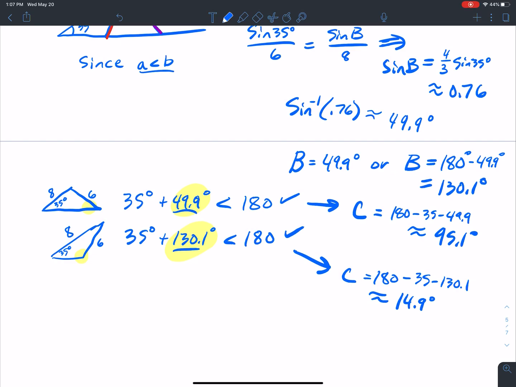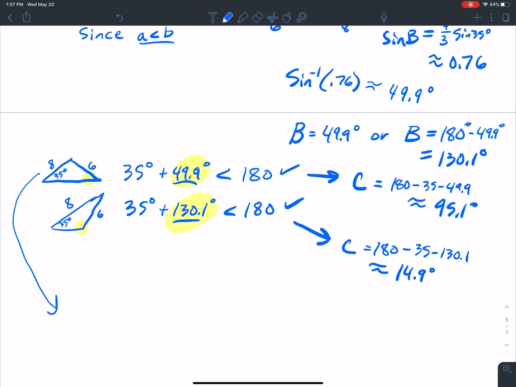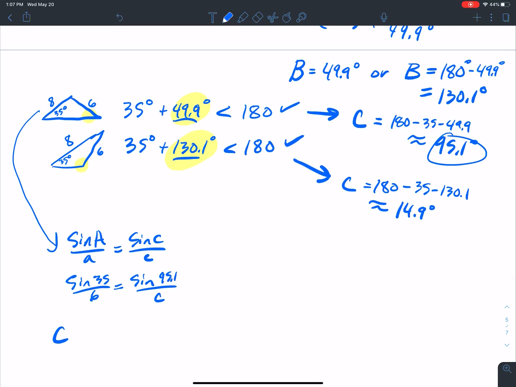So if I'm going to work through this triangle to get the side c, I need the sine of A over little a equals the sine of C over little c. So that's the sine of 35 over 6 equals the sine of 95.1 over little c. If I solve for little c, I get 6 sine 95.1 over sine 35, which is roughly 10.42.